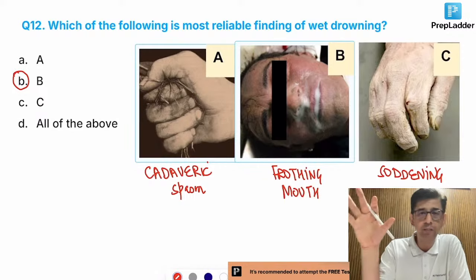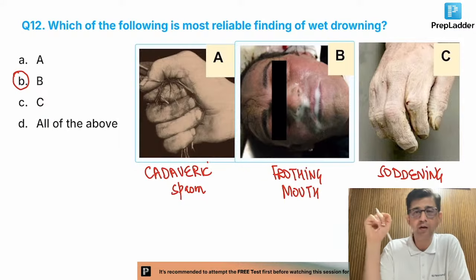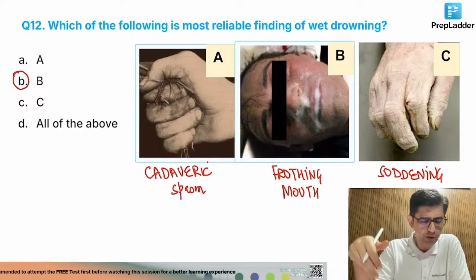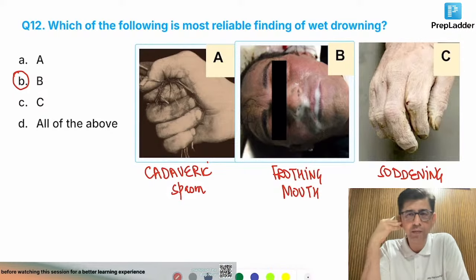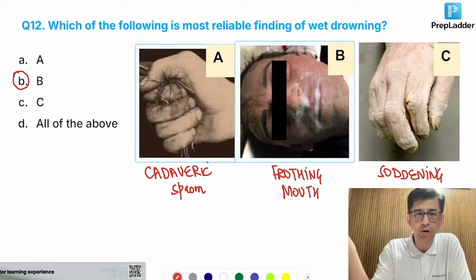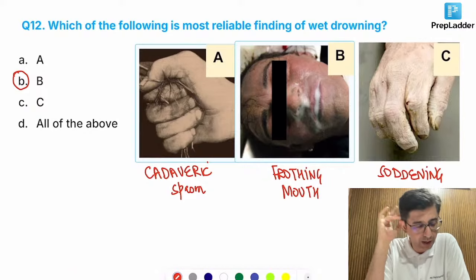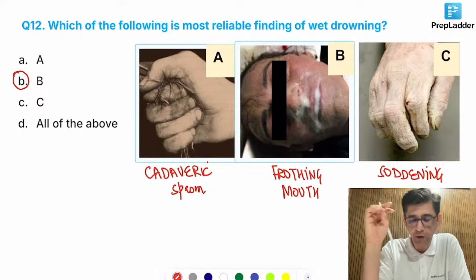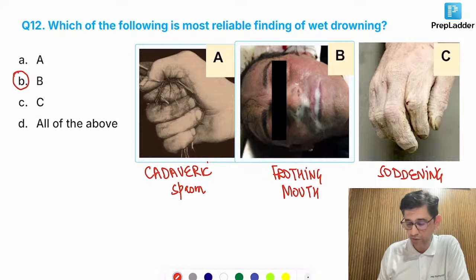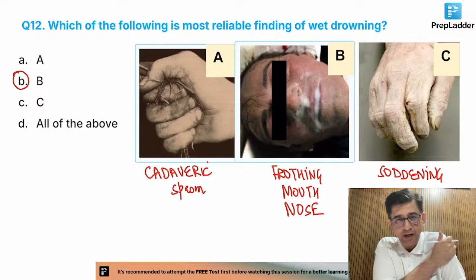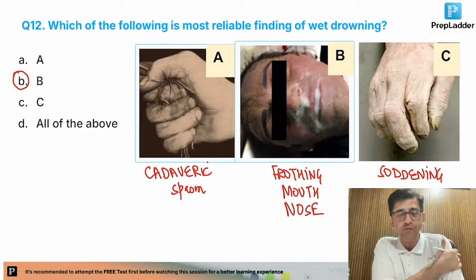Just read up the drowning part again. They love to ask about wet drowning and dry drowning. The dry drowning part would be laryngospasm. Yeah, washerwoman hands, yes, that can happen. If you put your hands in water for a long duration, even you and I can have that sodden skin and washerwoman hands. So it's going to be the frothing from the mouth and frothing from the nose. That implies that water went into the lungs of the patient. So no, doctor, check your notes again. Cadaveric spasm is not the reliable finding of wet drowning.